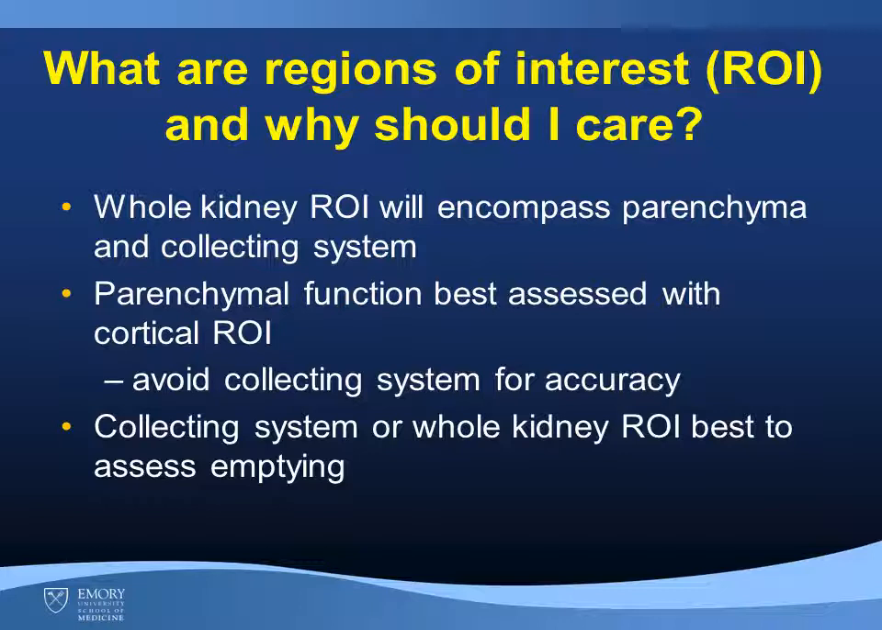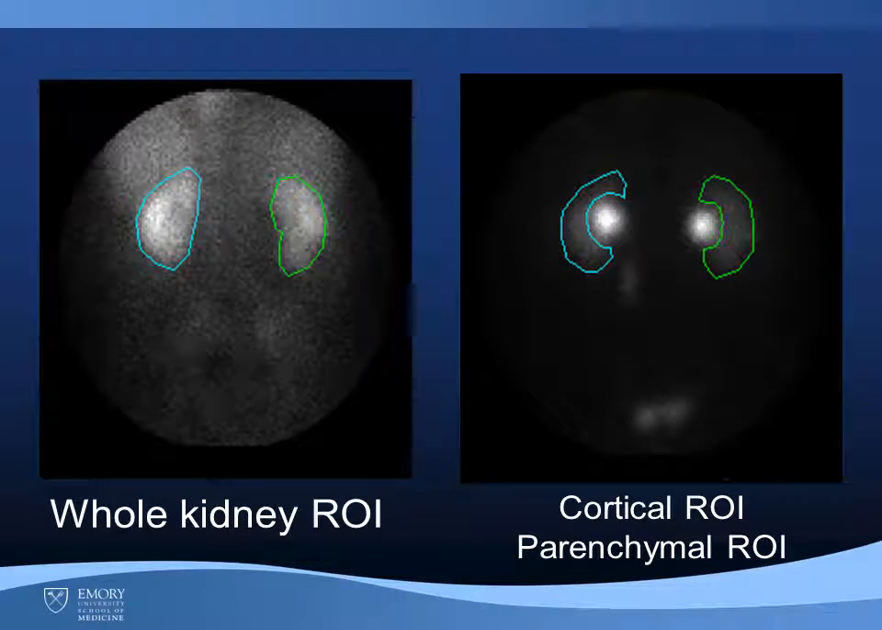A whole kidney ROI will encompass the parenchyma and collecting system. But parenchymal function is best assessed with cortical ROIs, and then you want to avoid the collecting system for accuracy. If you want to look at emptying, you can draw an ROI around the collecting system itself, or just use the whole kidney ROI. So if you remember two regions of interest, remember whole kidney ROI or cortical or parenchymal ROI. Note here that the collecting system is excluded from the region of interest.